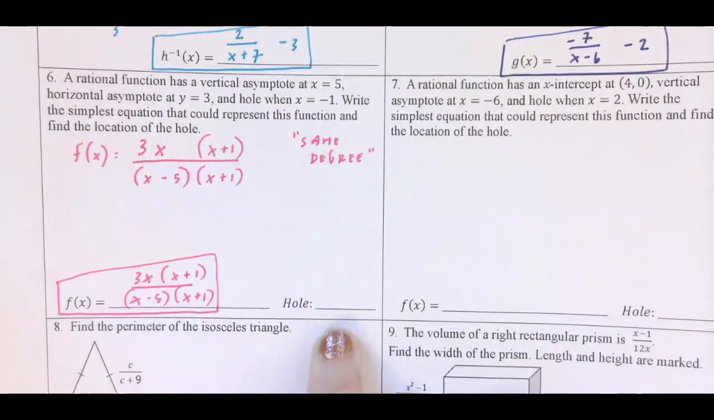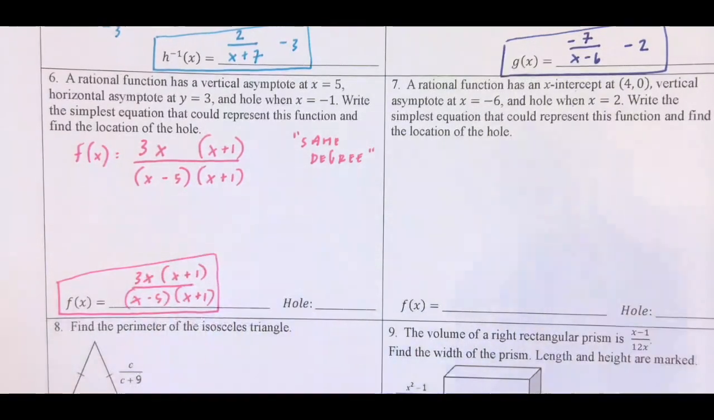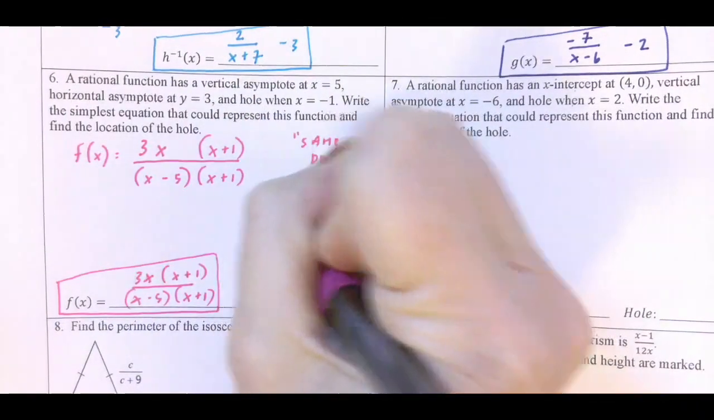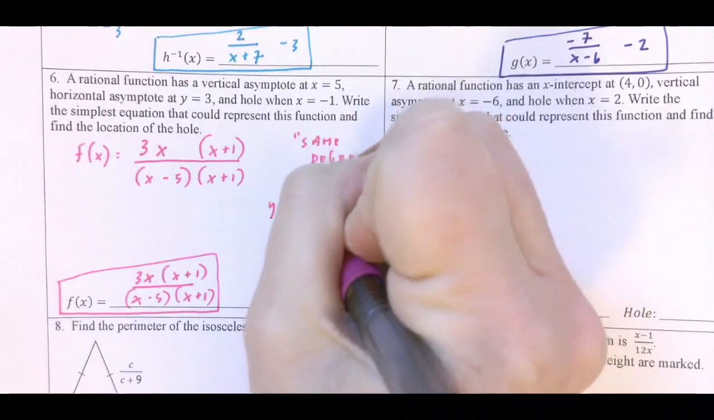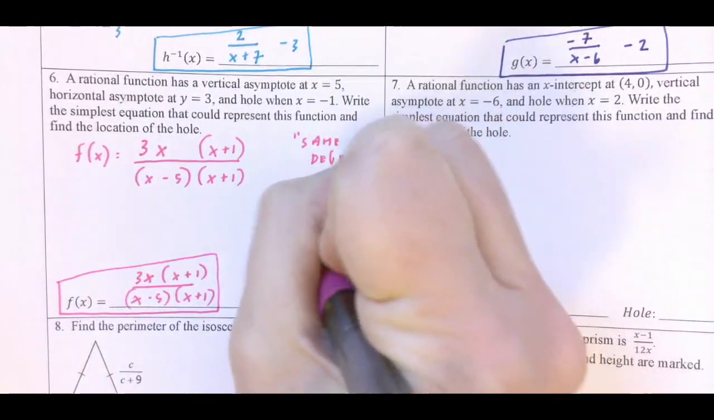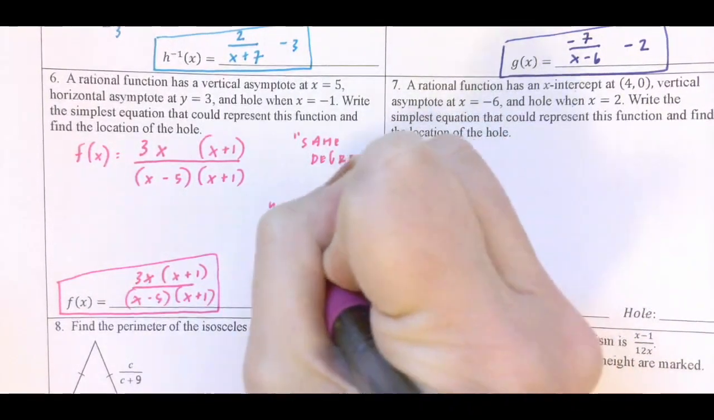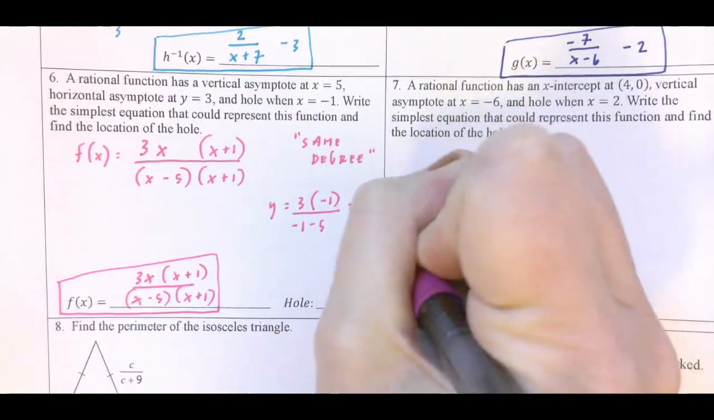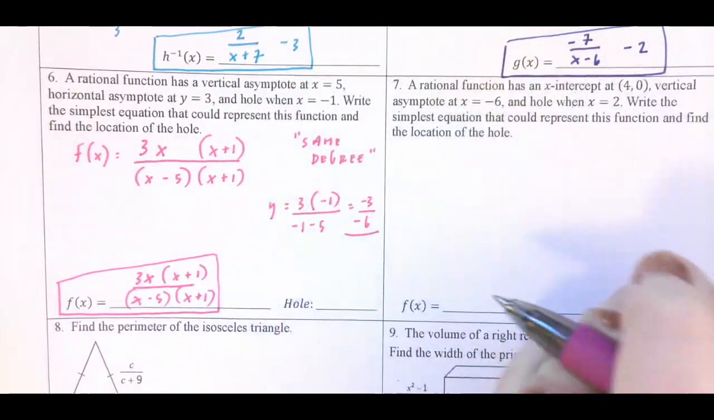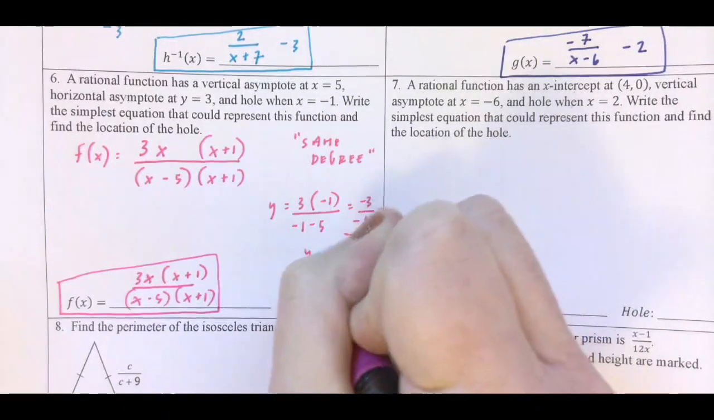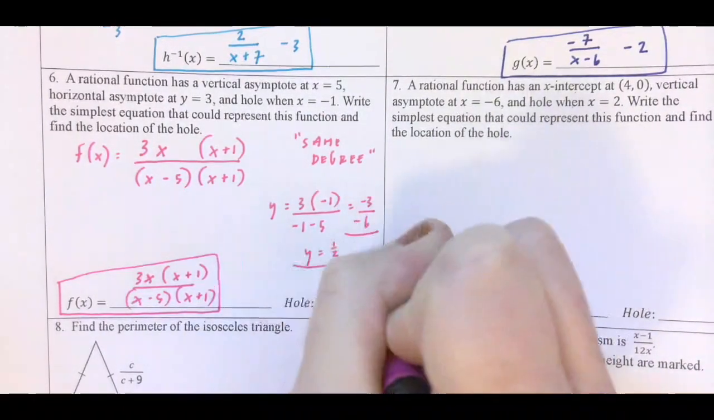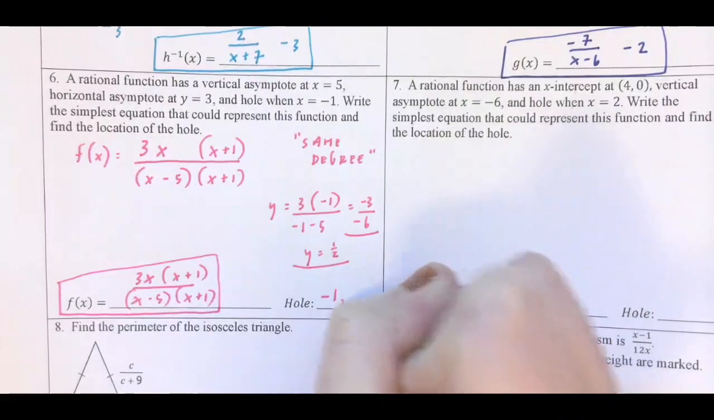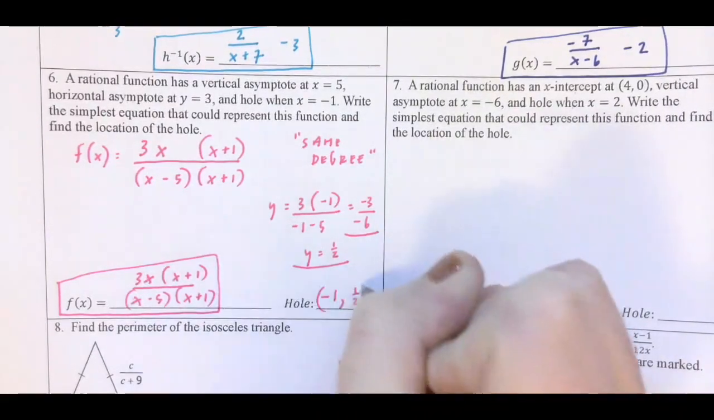Okay, then I'm saying, well, where would the hole be? So if this reduced, right, these would cancel out. So I would have y equals 3 times -1 over -1 minus 5. So I'd have a -3 over a -6, which would be 1/2, right? Y would be 1/2. So my hole would be at -1, 1/2.